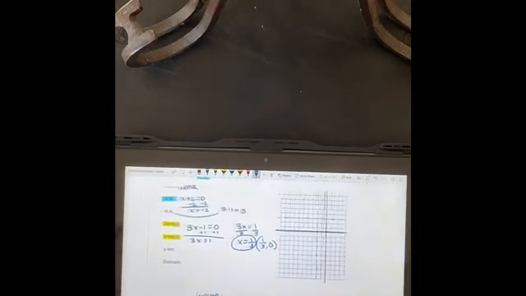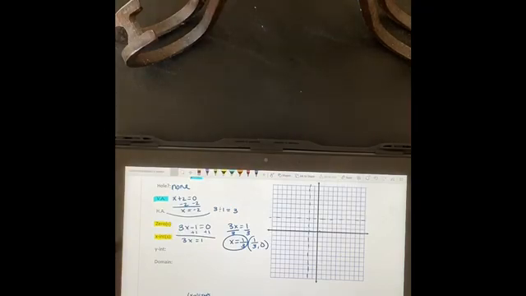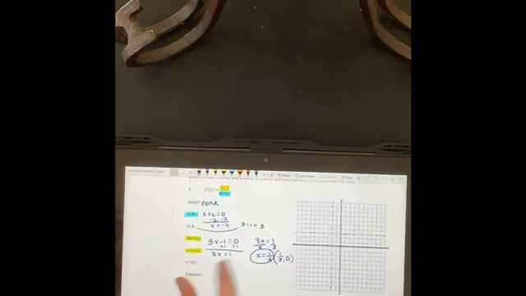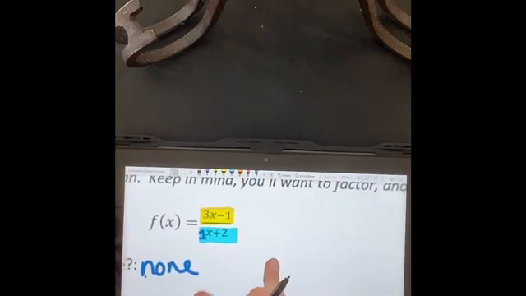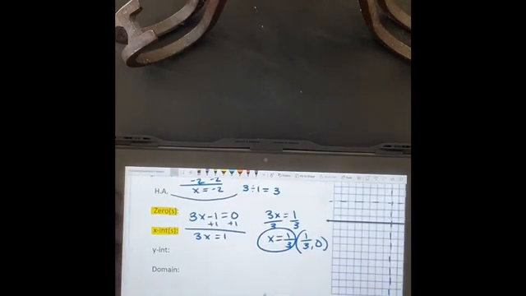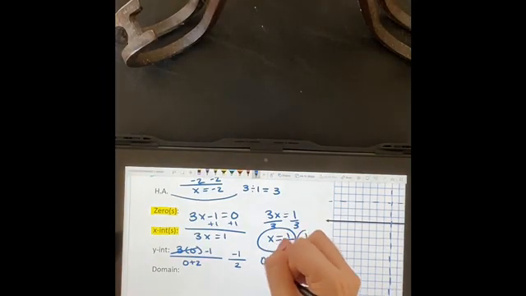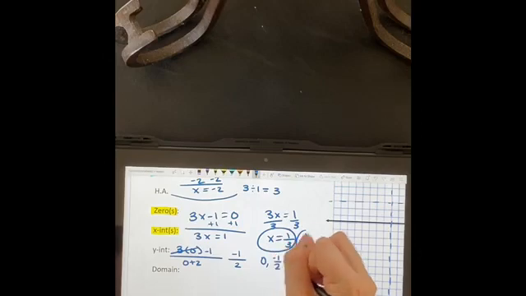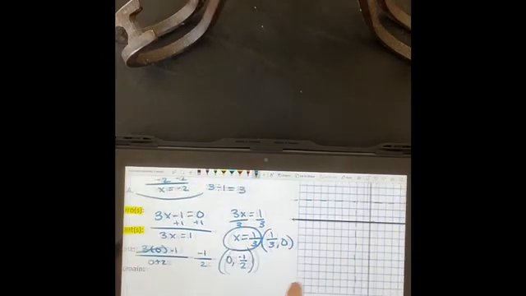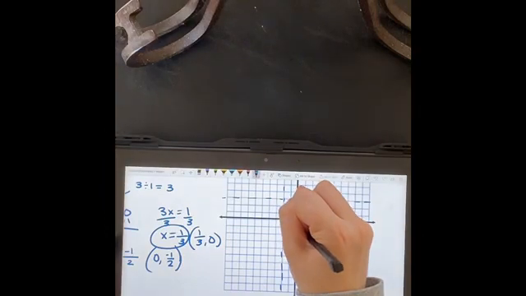Okay, perfect. Now you're going to find your y-intercept. For finding your y-intercept, you take this whole equation and set x to be 0. So it's going to be 3 times 0 minus 1 over 0 plus 2. So 3 times 0 is 0, so cross that out. Negative 1 over 0 plus 2 is 2. So you're going to graph that point, which is 0, negative 1/2. You're going to graph that, so it's about right here.